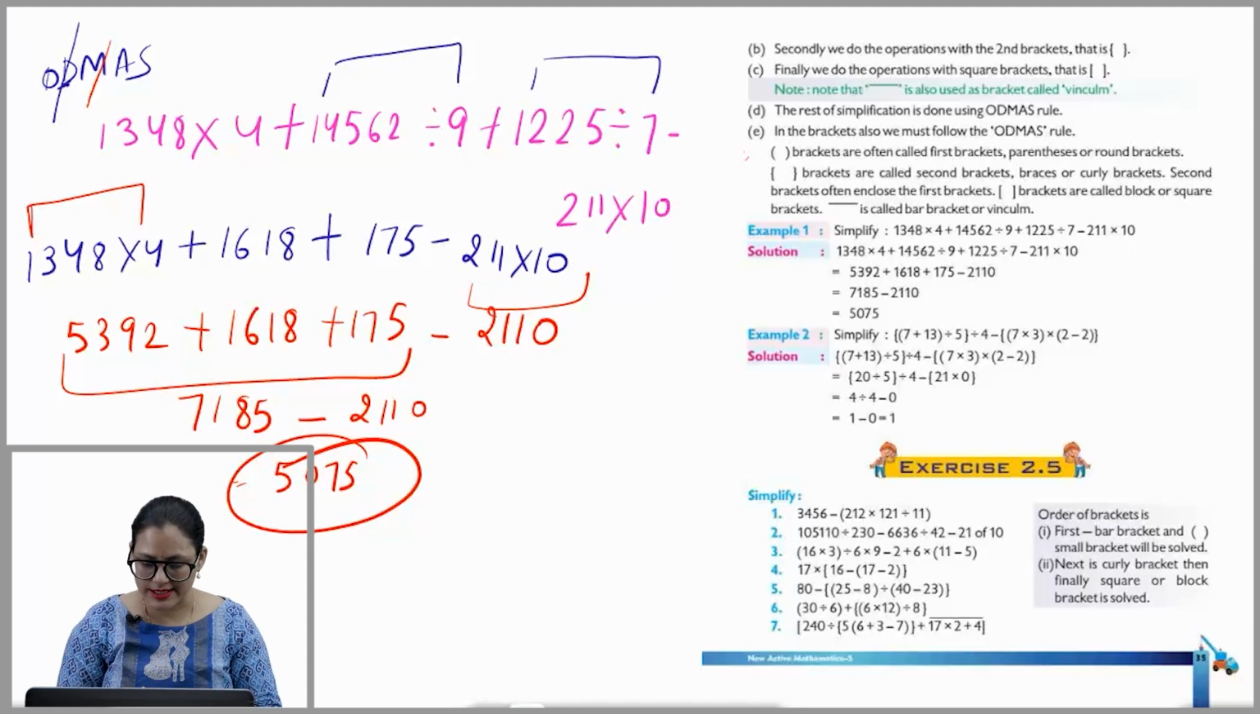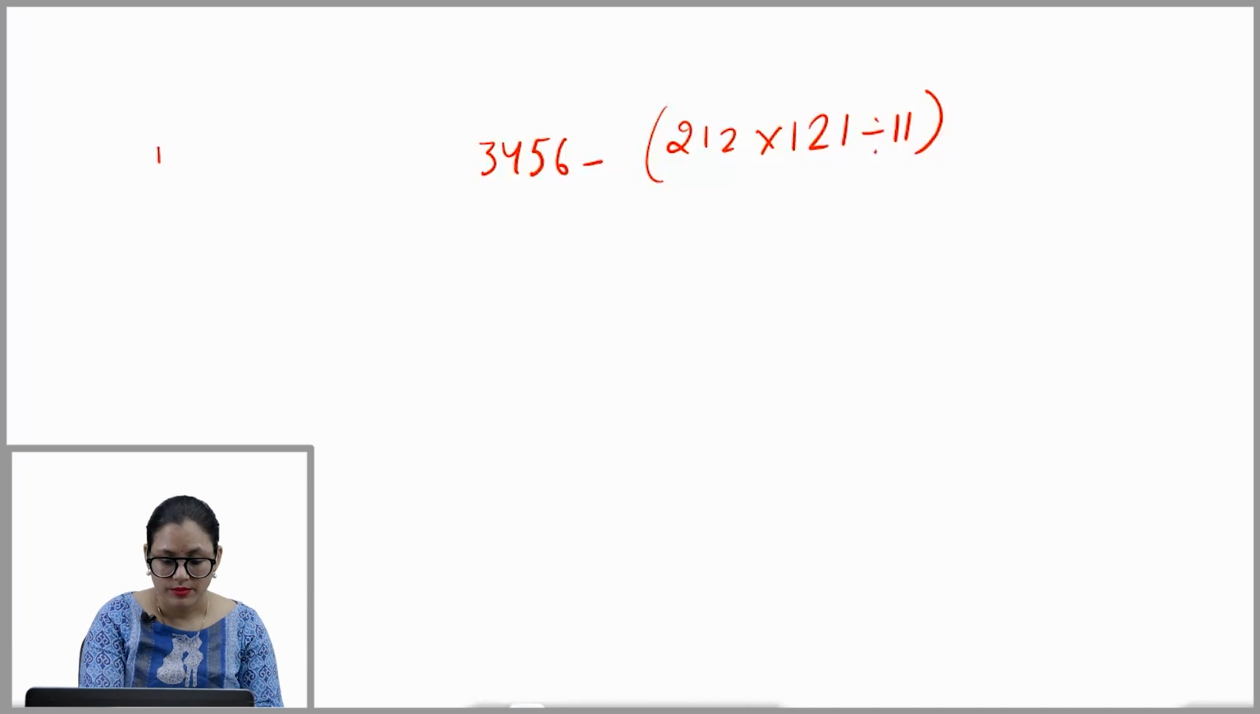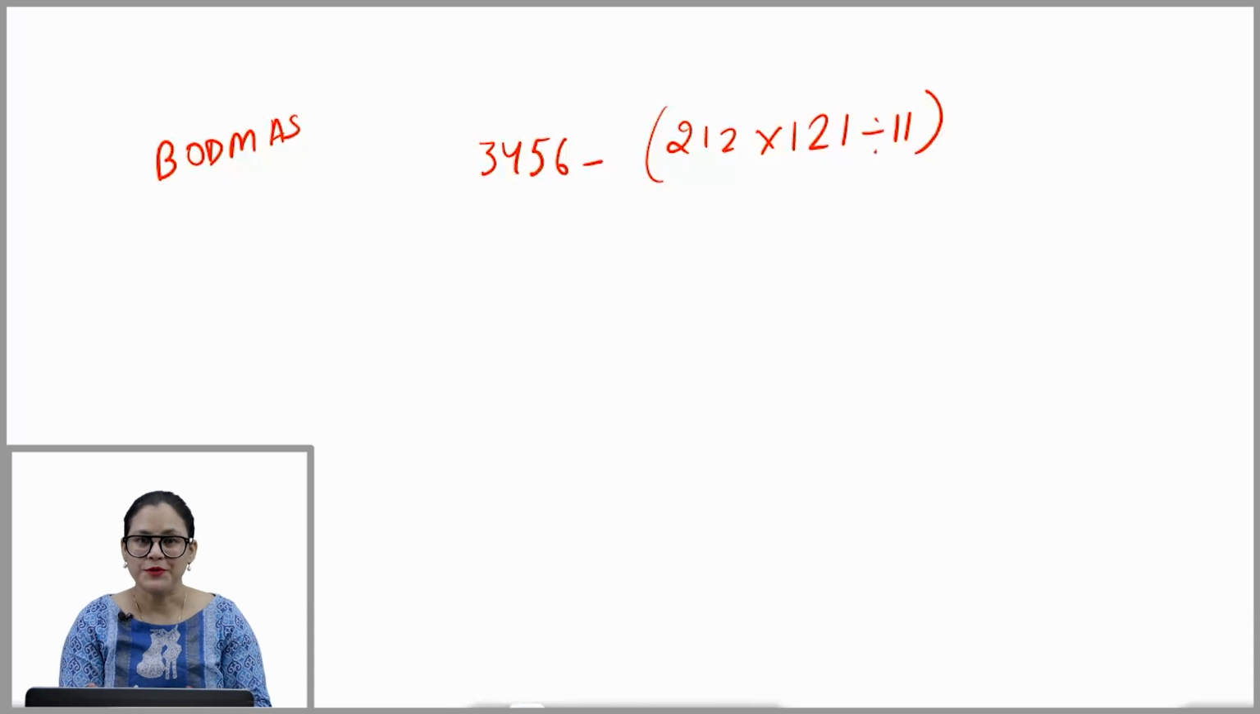Okay, let's do exercise 2.5. The first question is simplify 3456 minus 212 into 121 divided by 11. So there is a bracket, BODMAS. This is the rule. What will we do? We will first solve the bracket. First we will solve the bracket.